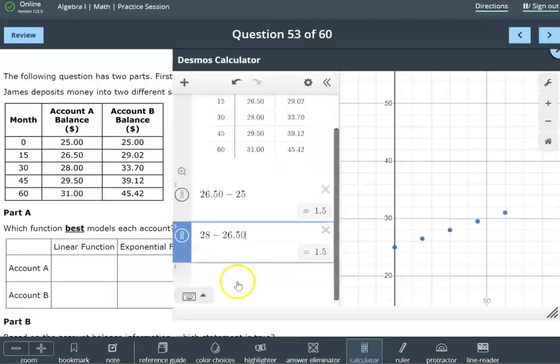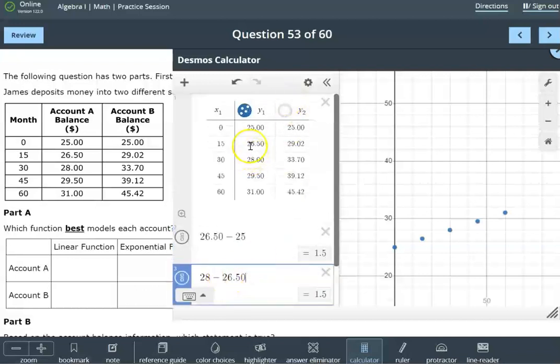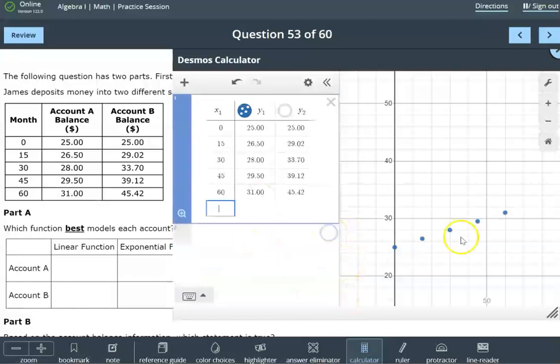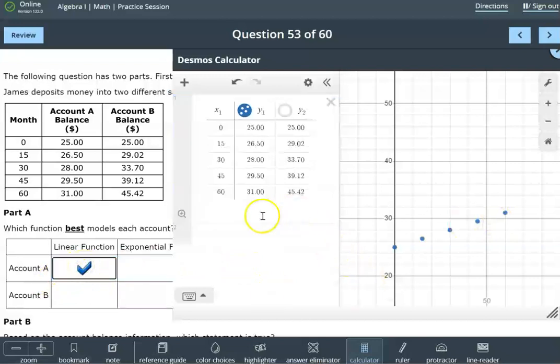And really, I only have to do a couple, but I could do more. These are all $1.50 apart. So it looks like this account is adding $1.50 each time. So this is definitely straight. I thought it was straight. I'm going to say it is a straight line. And if it's a straight line, that means account A is going to be a linear function. So we're going to choose that.